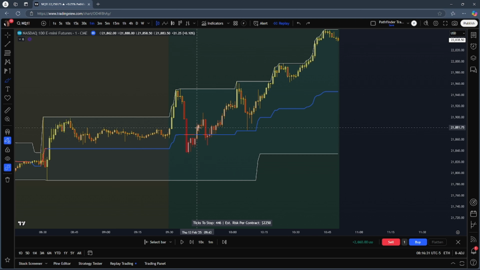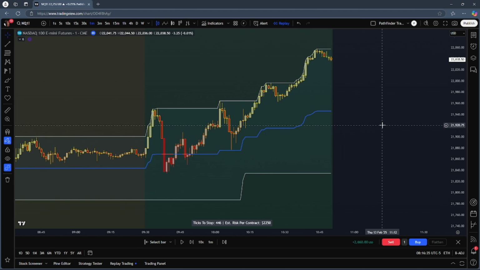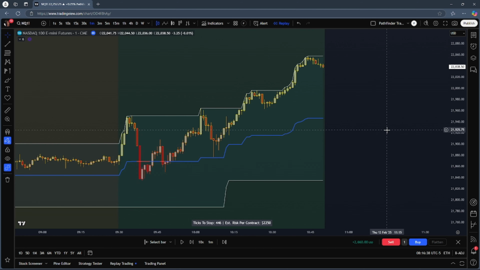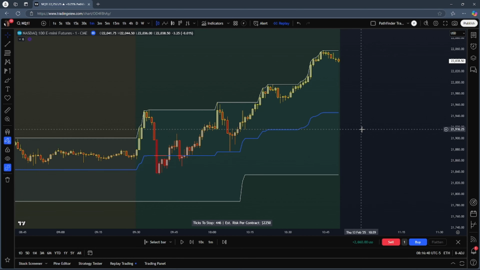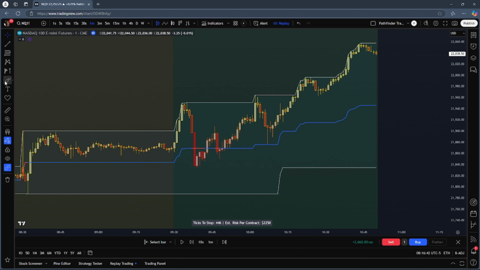And the Pathfinder channel and the basis helped you to see that, okay? Put some sevens in the chat if you guys are following with me right now. If you're understanding the levels of support and resistance.